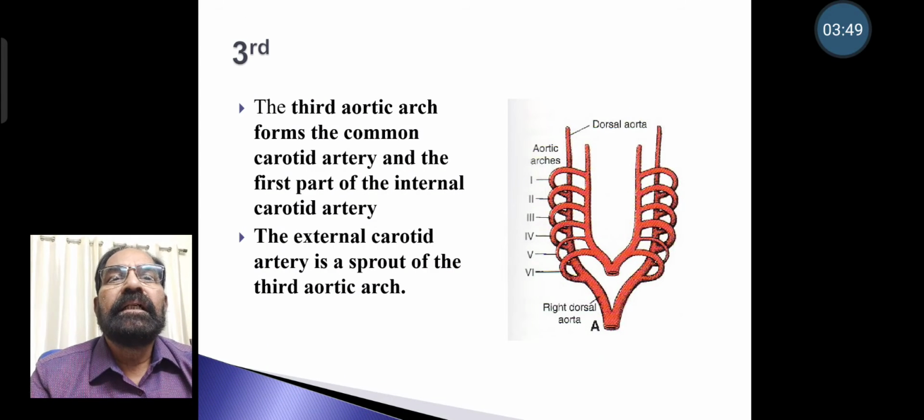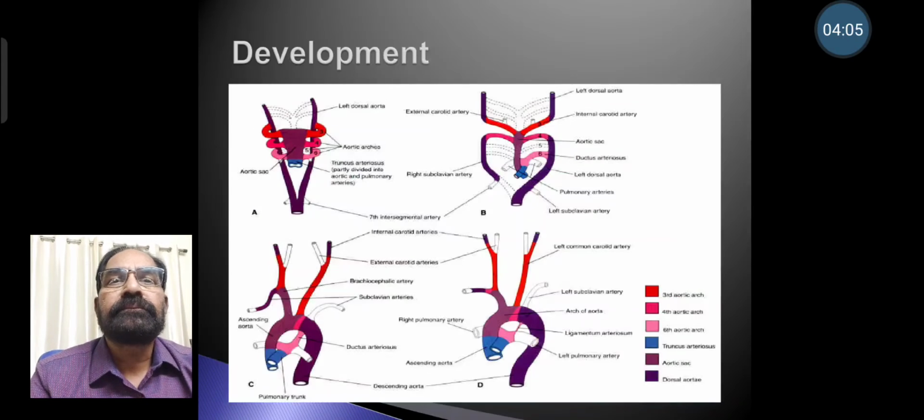The 3rd aortic arch forms the common carotid artery and the first part of internal carotid artery. The external carotid artery is a sprout of the 3rd aortic arch. In the picture you can see the development of the 3rd aortic arch, which is in red color, giving rise to internal carotid artery, common carotid artery, and a sprout will give rise to external carotid artery.